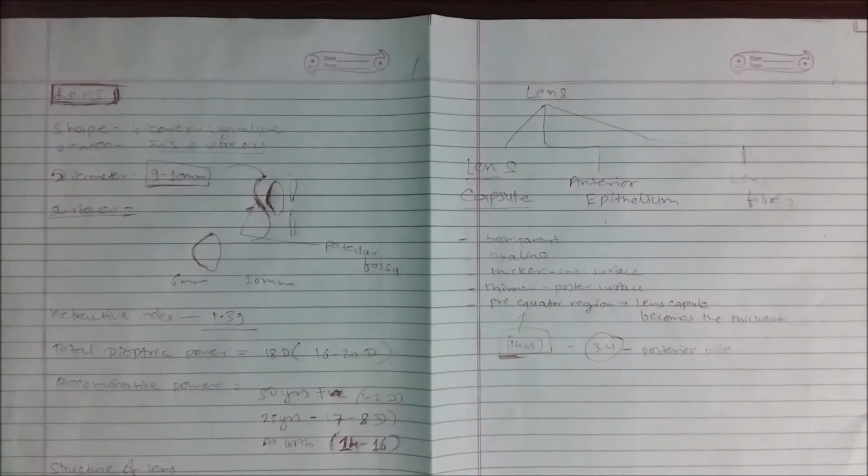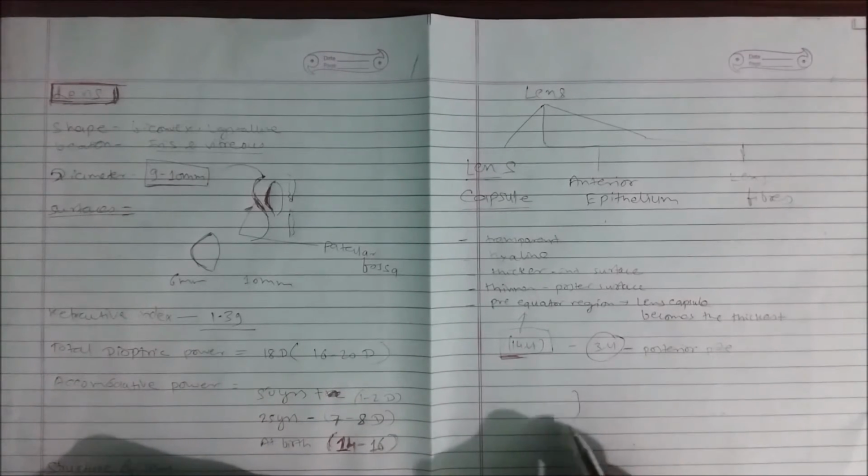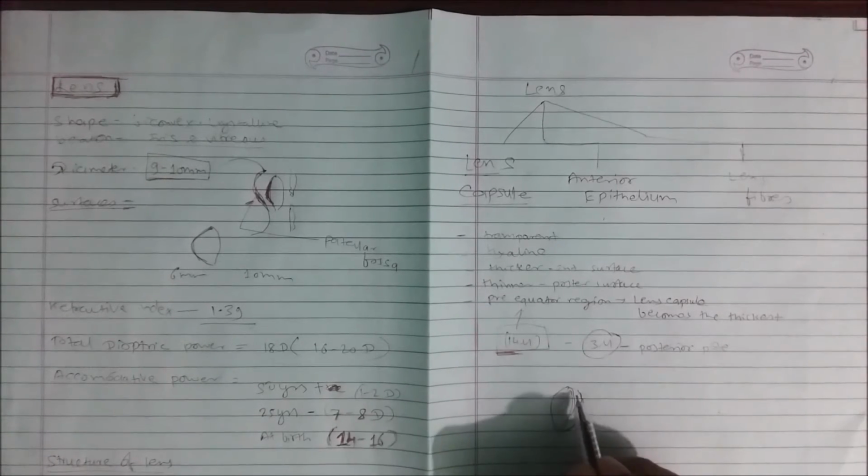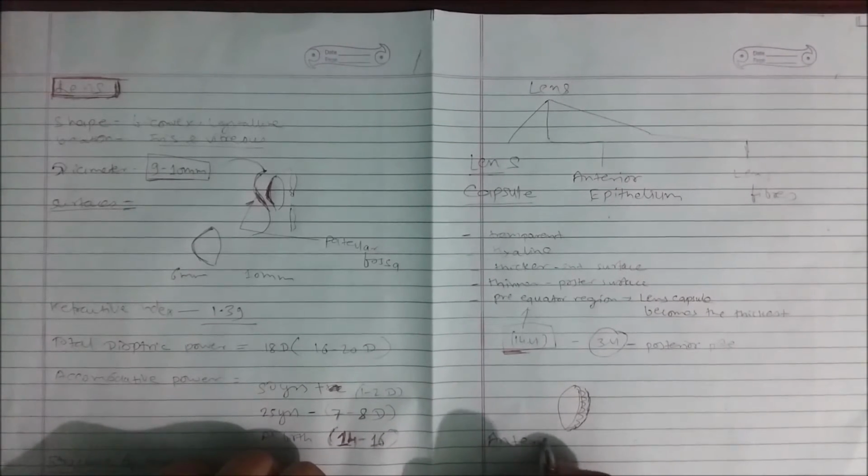Okay, now let's get into the anterior epithelium. Under this, what we need to know is it just lies below the lens capsule. Suppose this is your lens, and let me use another black pen, and this is your lens capsule. If this is your lens capsule, the epithelium lies around here, below the lens capsule. So this anterior epithelium is a single layer of epithelium.